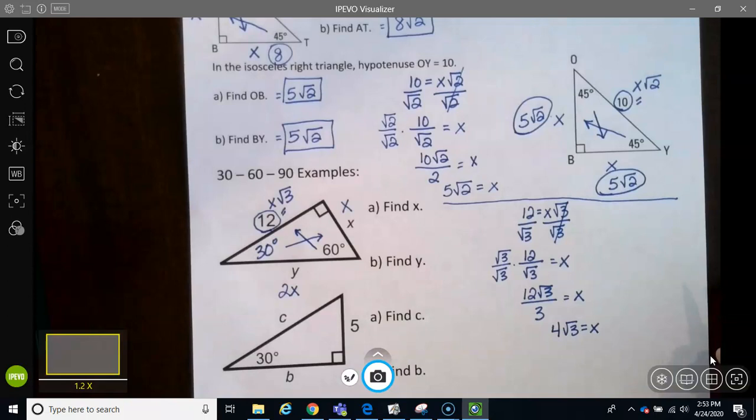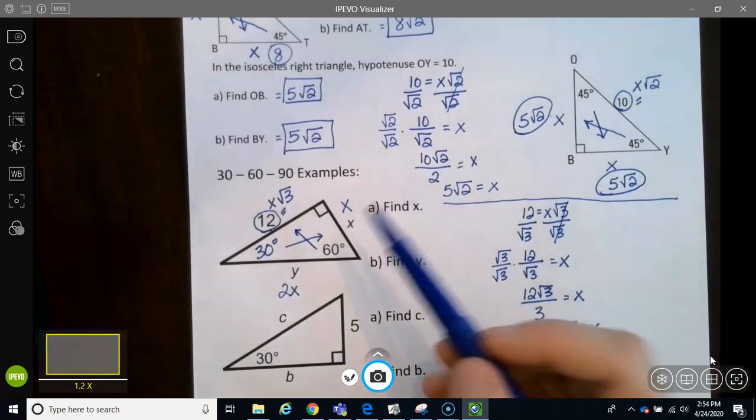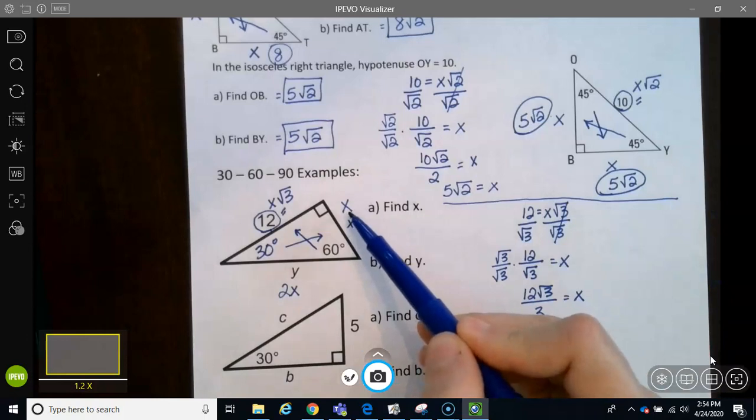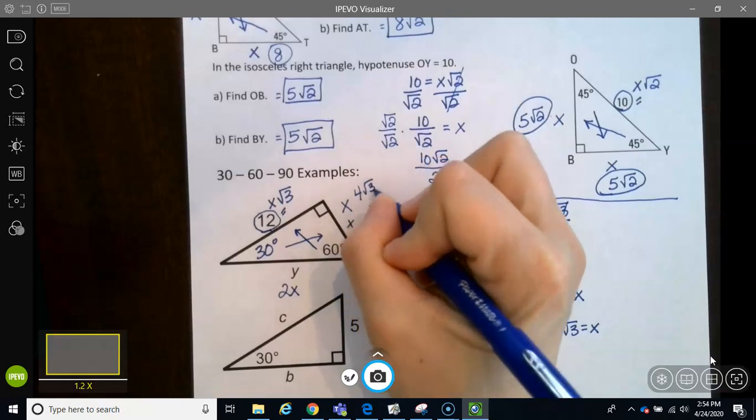So if x equals 4 square root of 3, we now substitute that in to our other missing sides. So here, this side is just represented by x, so that would just be 4 square root of 3 for that side.